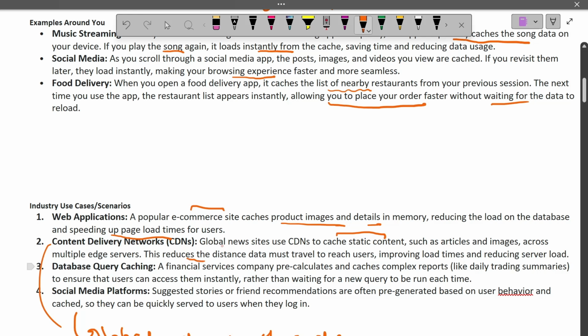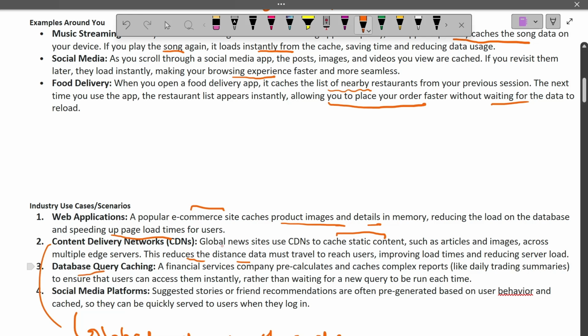This reduces the distance data must travel. Basically, in India, I can have 3 or 4 edge servers. So as an Indian, when I'm reading the news, the server of which may be in the USA, the data, like the image of the news, the post and everything, is getting cached in the nearby edge servers across India. So that the content of the news is served from those servers and not from the servers located outside of India. That is one use case.